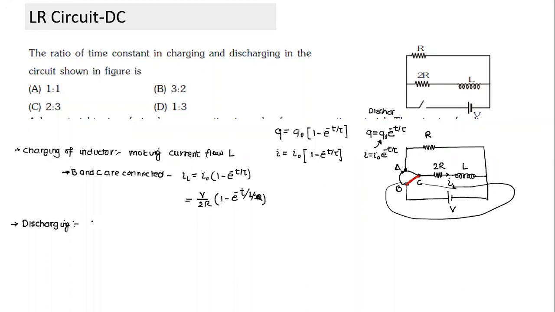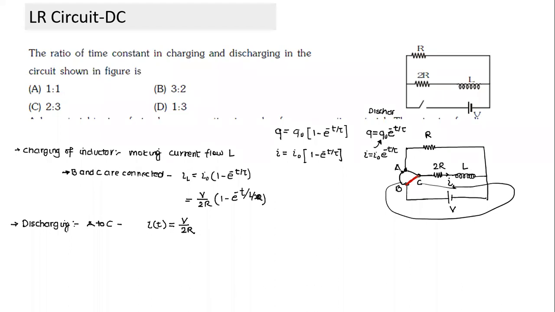So what does discharging mean? When I connect C to A, it will start discharging. If it starts discharging, can I write how the current would vary as a function of time? Jaideep, can you tell me what the equation of current will be now? Okay, so what we need to write in this equation. What is the I naught here? What should I write as I naught? V by 3R? No, sir, V by 2R. V by 2R. Are we clear?